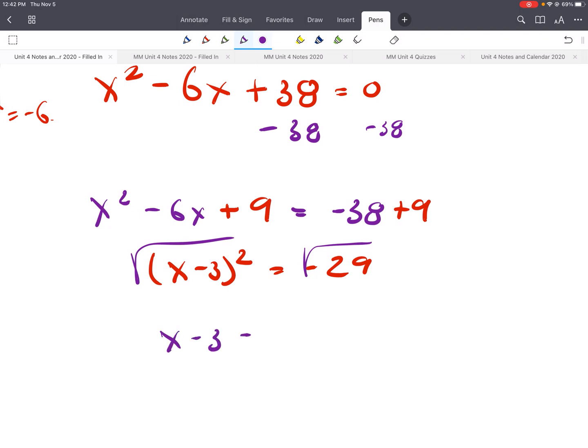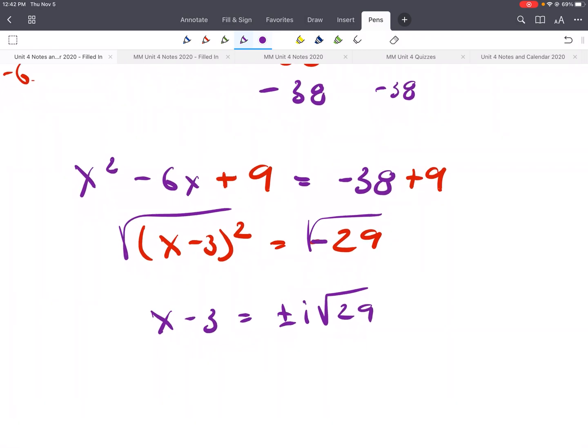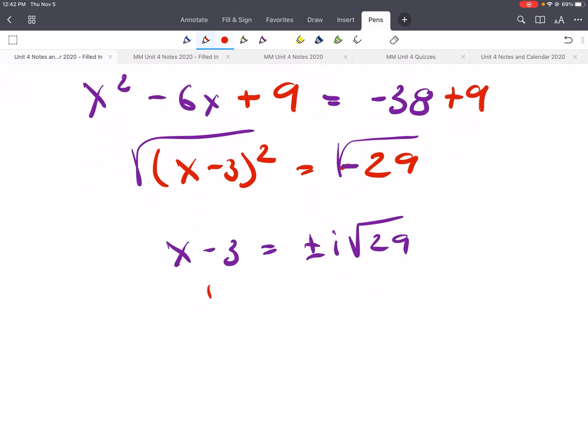X minus 3 is equal to plus or minus. Negative inside will give us an i, square root of 29. And the square root of 29 is prime, so we can't simplify it. And then the last step would be to add 3 to both sides. So our answer would be 3 plus or minus i square root of 29.